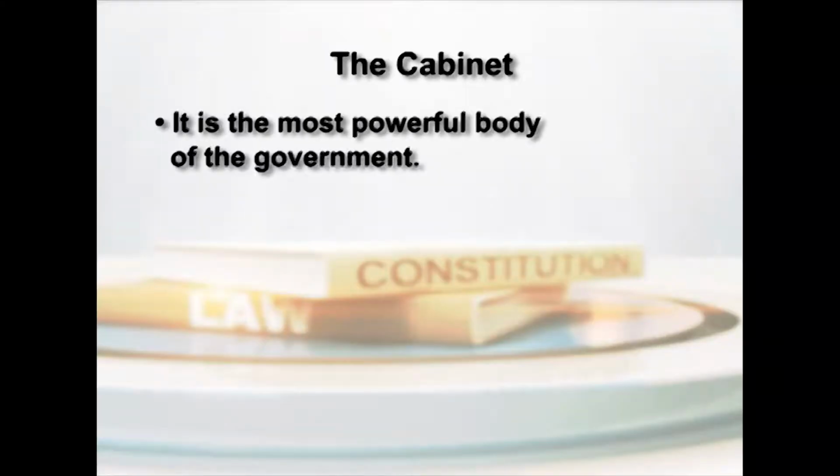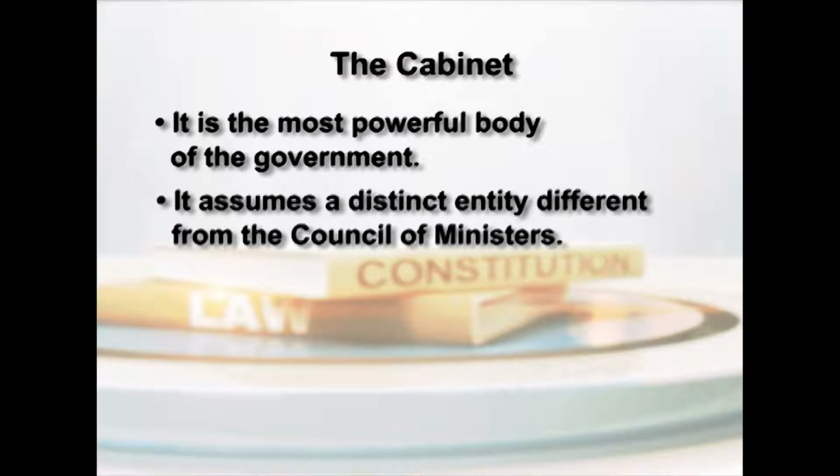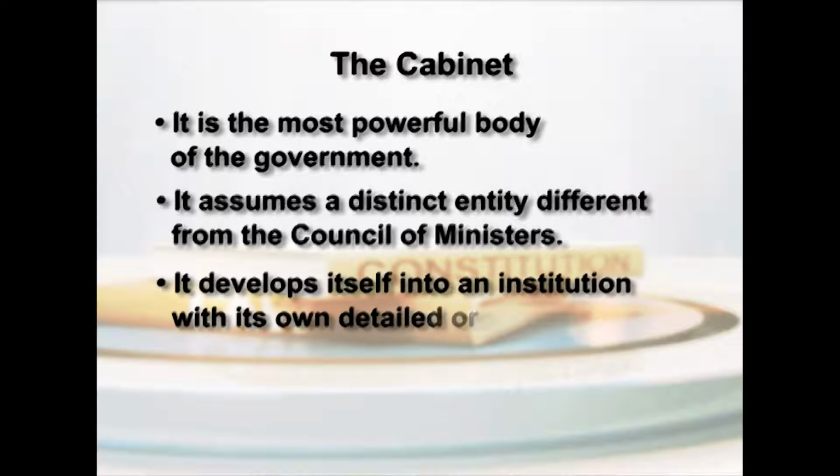The cabinet ministers are not only the chiefs of the departments, but their responsibilities often transcend the boundaries of their department into the entire field of administration. The cabinet is a small body within the council of ministers, but it is perhaps the most powerful body of the government. So the cabinet becomes not only a distinct entity different from the council of ministers, but it has developed itself into an institution with its own detailed organization.